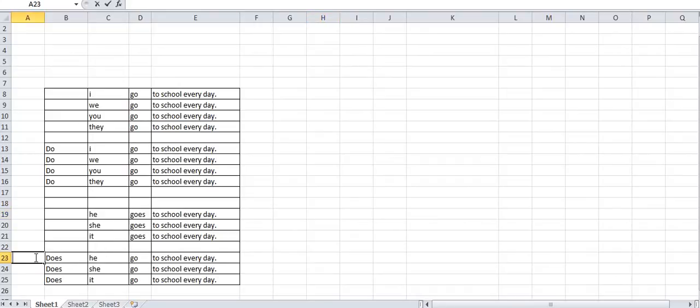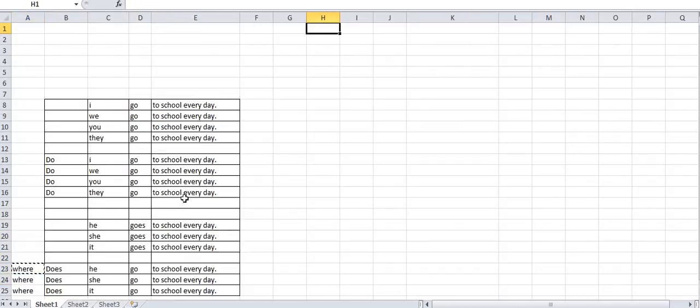You can replace it here with what, or with where. You can write like this, where. See, where do I go to school every day? It gives some meaning. Where do we go to school every day? Where do you go to school every day? Where do they go to school every day?